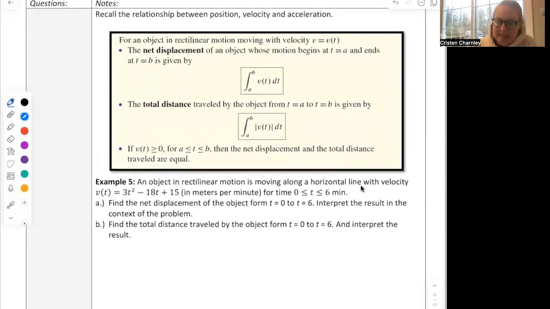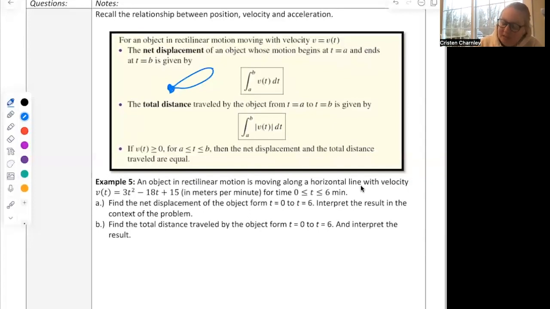Displacement and total distance. So when we integrate velocity, we can get position and some kind of change in position. If we just integrate velocity as is, this is your net displacement. So you could start in my classroom, walk to the restroom, and come back. Your net displacement would be 0.